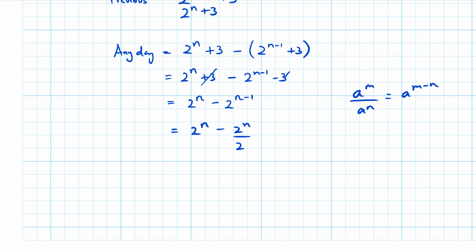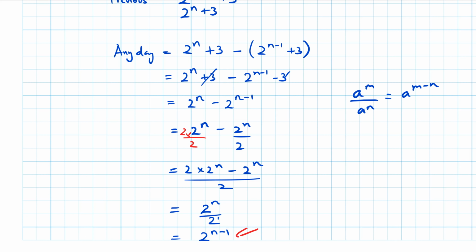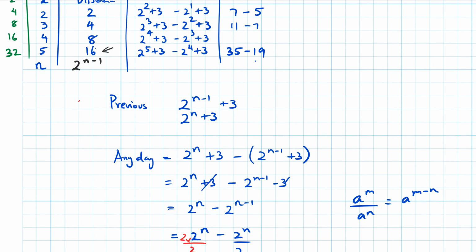And then I've got 2 to the power of n minus 2 to the power of n over 2. Another way is I can make the 2 to the power of n on the left-hand side have the same denominator as the right-hand side. So I'm going to multiply the numerator by 2 and the denominator by 2. So what I end up getting is 2 times 2 to the power of n minus 2 to the power of n, and the whole thing is over 2. So 2 times 2 to the power of n minus 2 to the power of n is just going to be 1 lot of 2 to the power of n over 2. And because 2 is the same thing as 2 to the power of 1, the final answer ends up being 2 to the power of n minus 1. So you'll notice this is the same answer that we got in the table as well.